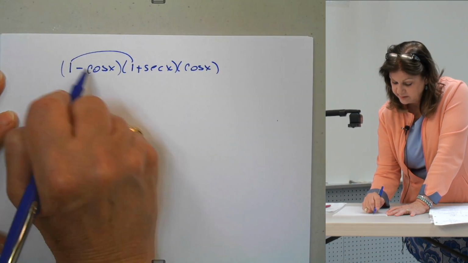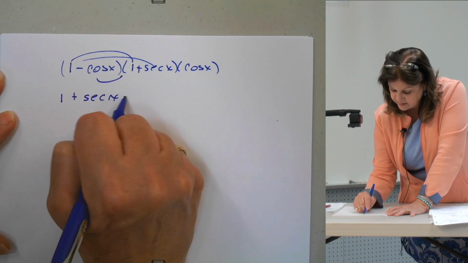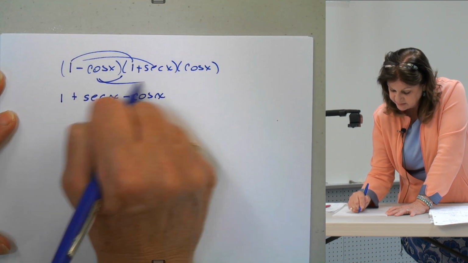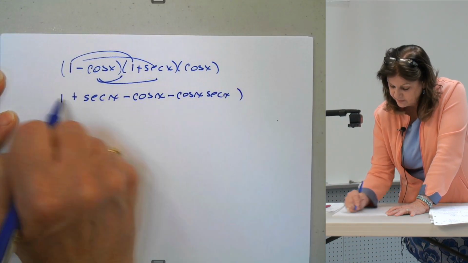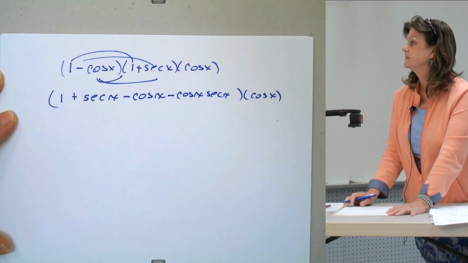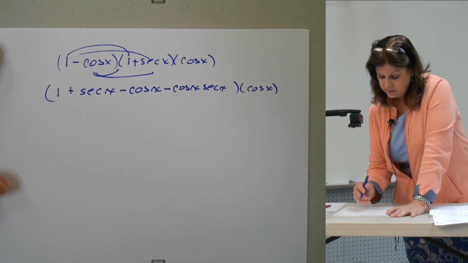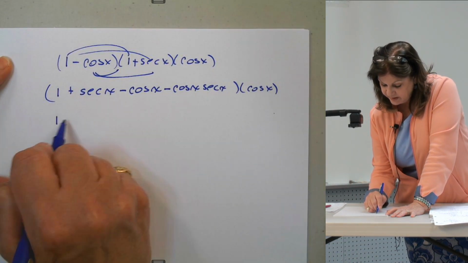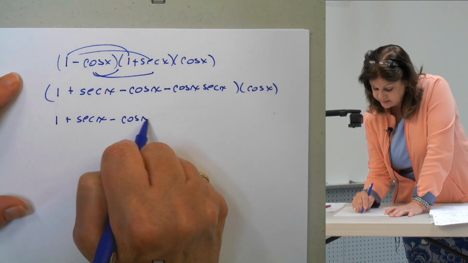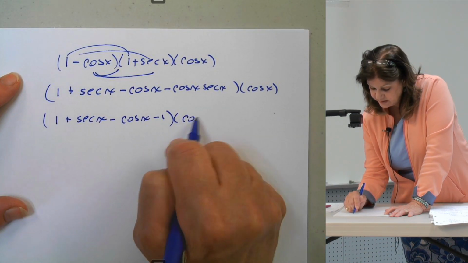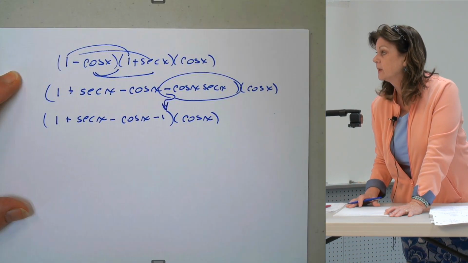So we have 1 plus secant x minus cosine x minus cosine secant. And all of that is times cosine. What do you know about cosine secant? Well, this is going to be 1. So now I have 1 plus secant x minus cosine x minus 1 times cosine x. This changed into 1.